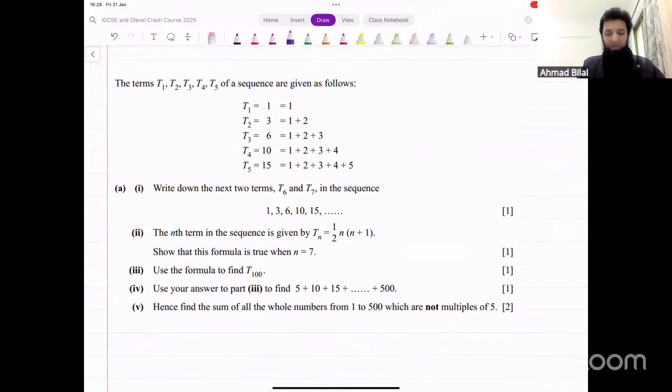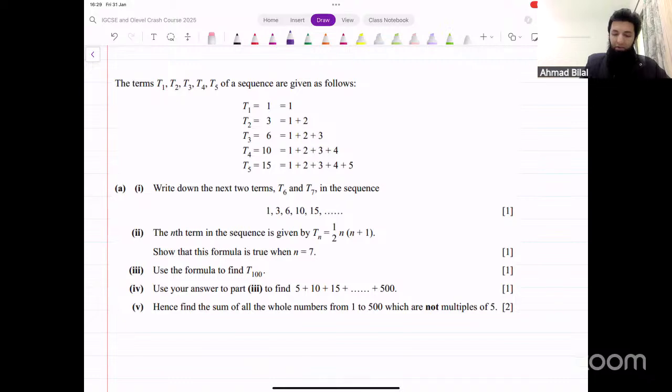So we have these terms of a sequence that are given as follows. T1 is 1, T2 is 3, then 6, 10, 15, and so on. And on the right side, they have given you a pattern that is being followed to get to these numbers. So the first number is just 1, but the next is 1 plus 2, the next is 1 plus 2 plus 3, the next is 1 plus 2 plus 3 plus 4, and so on. Now, we need to write down the next two terms in this sequence.